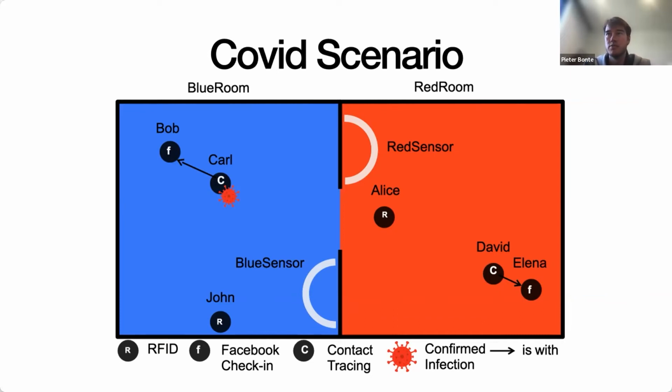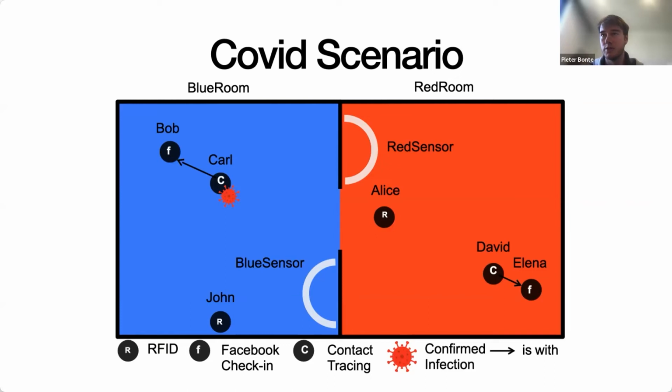For example, David has been detected through this contact tracing app that he is close by to Elena, and Carl is close by to Bob. And the arrow that you see is like the close by relation.